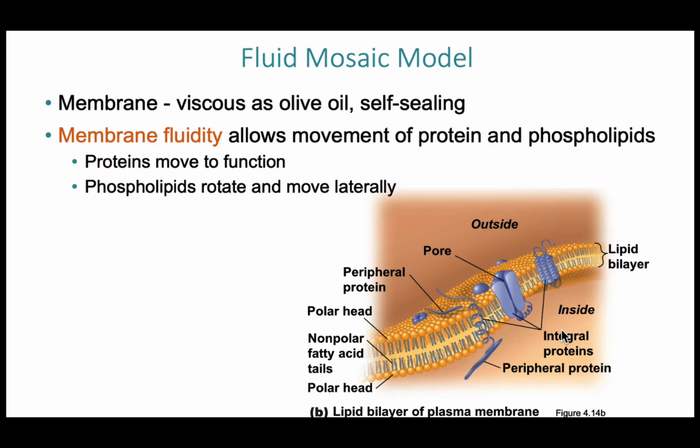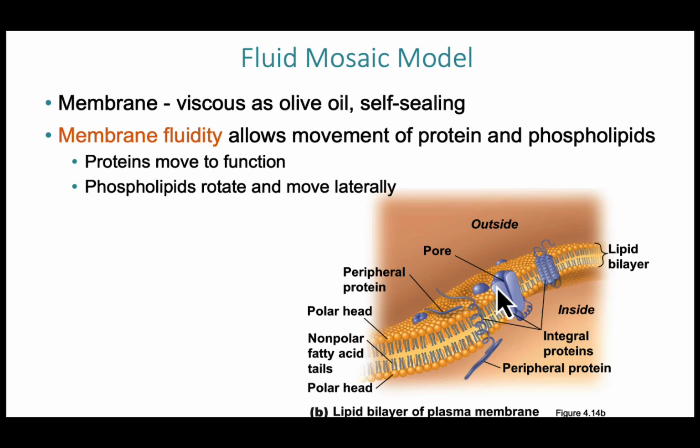Now, the properties of the phospholipids give the membrane what we call some fluidity. So the membrane is actually not necessarily like a solid structure. It's actually pretty viscous. It's more of a thick liquid like olive oil, and it's self-sealing. So if there's a couple of small defects to the membrane, they can often fix that. Of course, if there are too many defects, then the cell can't fix it.